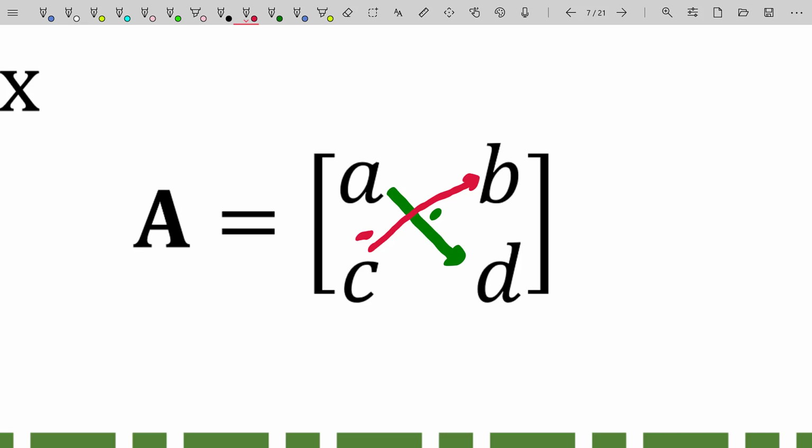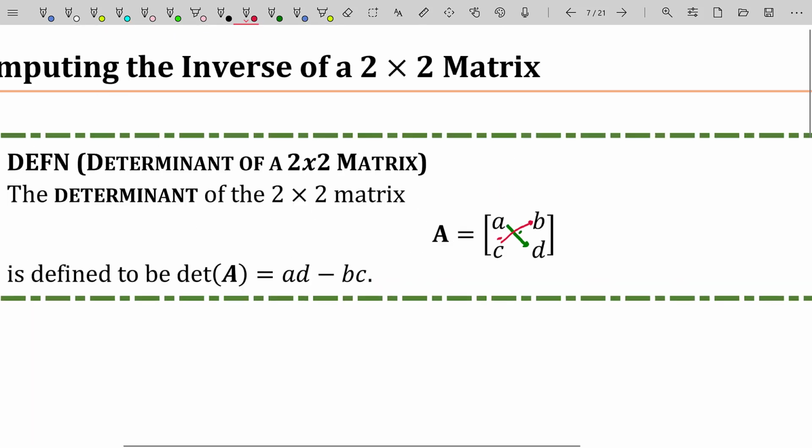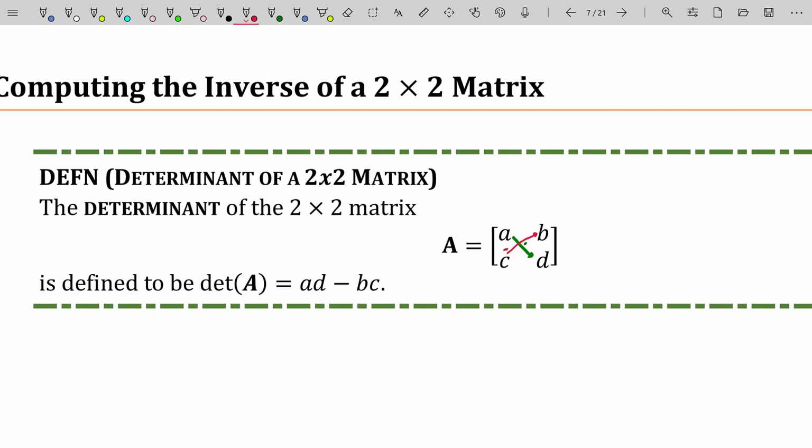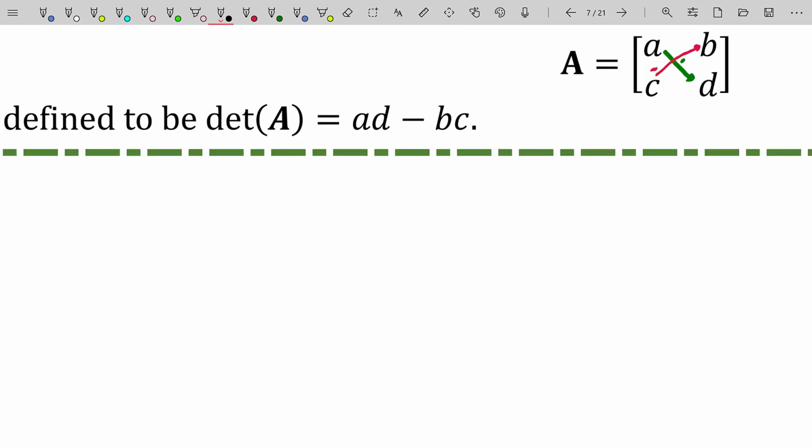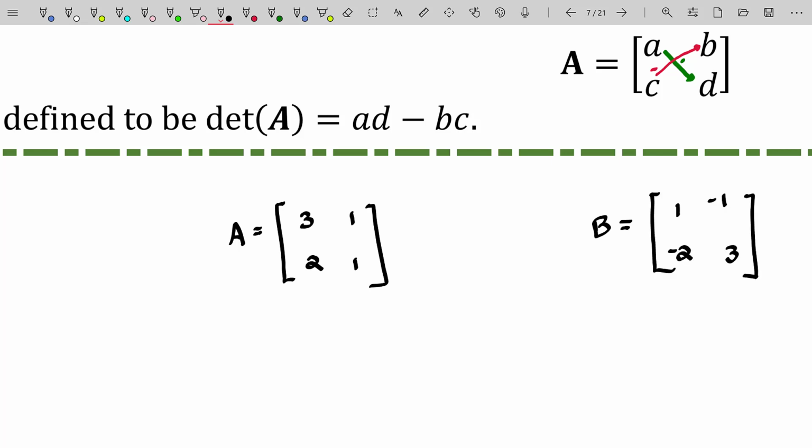Anyway, ad minus bc. Now that we have that written down, let's figure out why that's so important, other than just giving us a number to assign to any given matrix. And in fact, before I do, let me just compute the determinant for a single matrix right now. Actually, let's do it for two matrices. So we had that matrix A in the previous video, and the matrix B, which we found was its inverse. Let's go ahead and compute the determinants of both of these matrices.